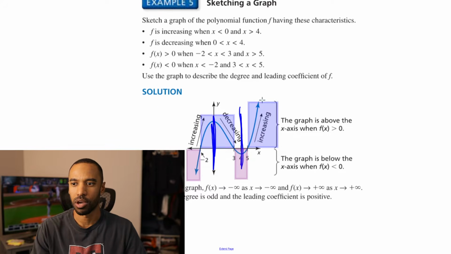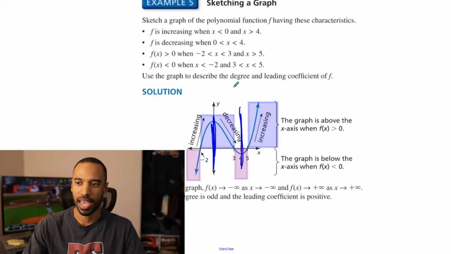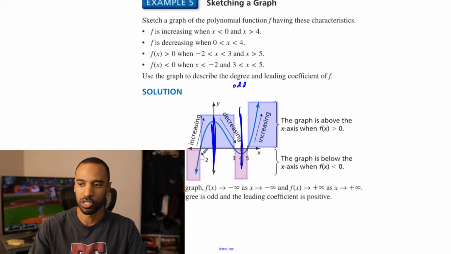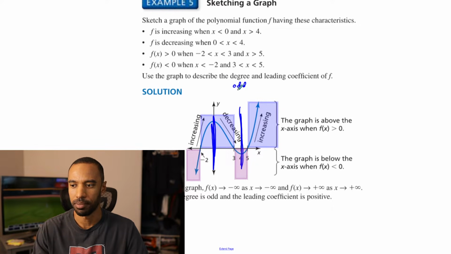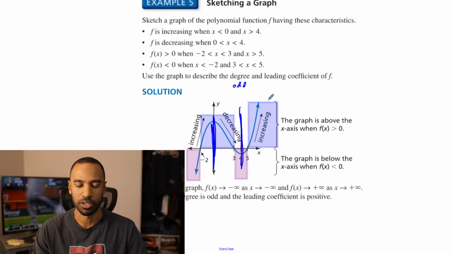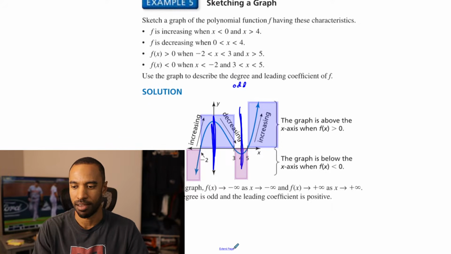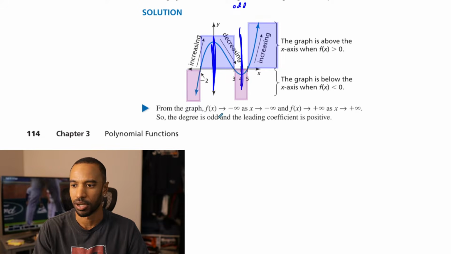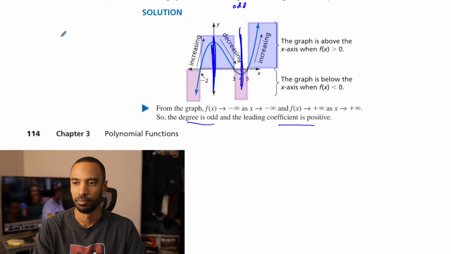So we try and do those, and we can describe the degree and leading coefficient based off this graph here. The degree should be odd because it has alternating starts and finishes. Okay, it's an odd degree. And the leading coefficient should be positive because it starts down and finishes up. That's the nature of odd degree ones. And they have that written right down here. Degree is odd, leading coefficient is positive.